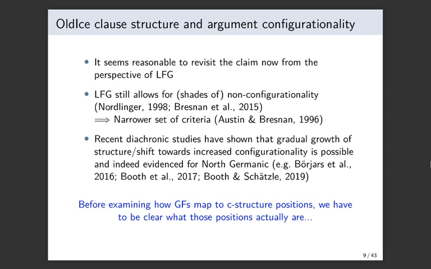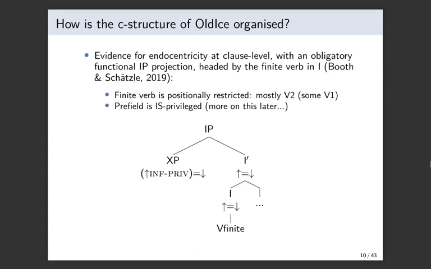Now, before examining how grammatical functions map to C structure positions, we have to be clear what those positions actually are. So next I'm going to have a look at how the C structure of Old Icelandic is organised. So we have some evidence for endocentricity at clause level, as I've shown together with Christine Schätzler before. And we've claimed that in Old Icelandic you already have an obligatory functional IP projection headed by the finite verb in I.